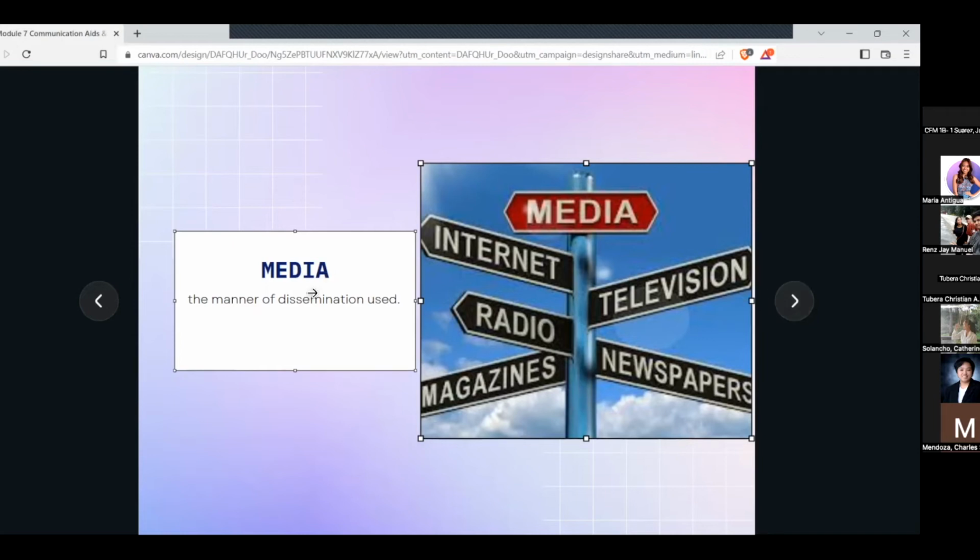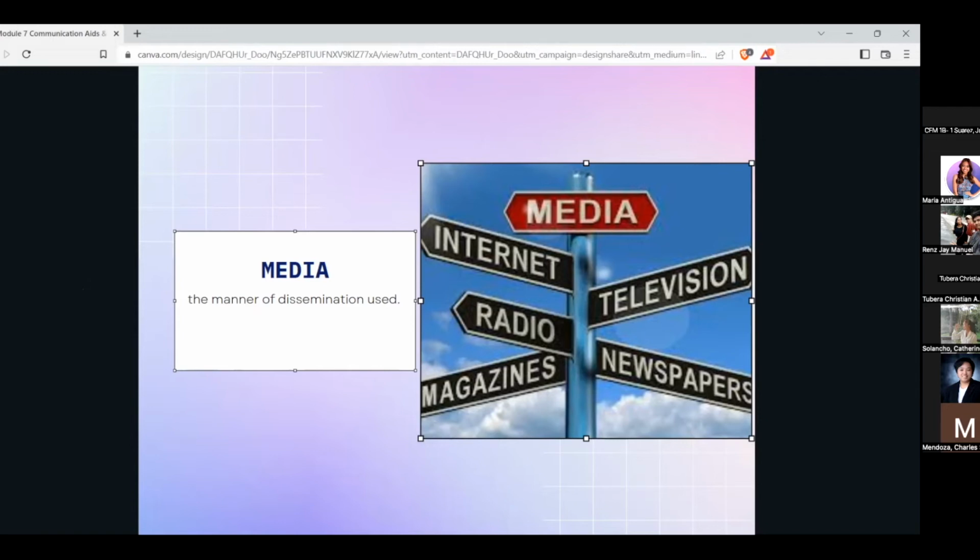Media is the manner of dissemination used. Examples are internet, radio, television, newspaper, magazine. Film is disseminated through, of course, television. Could be internet too, because we have the Netflix platform to disseminate films, right?